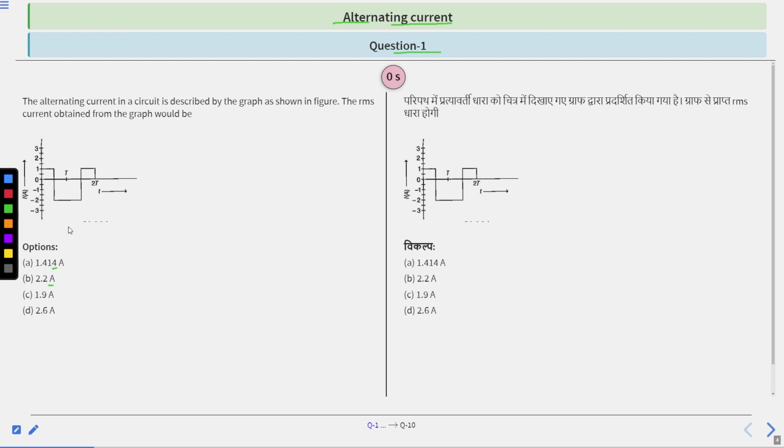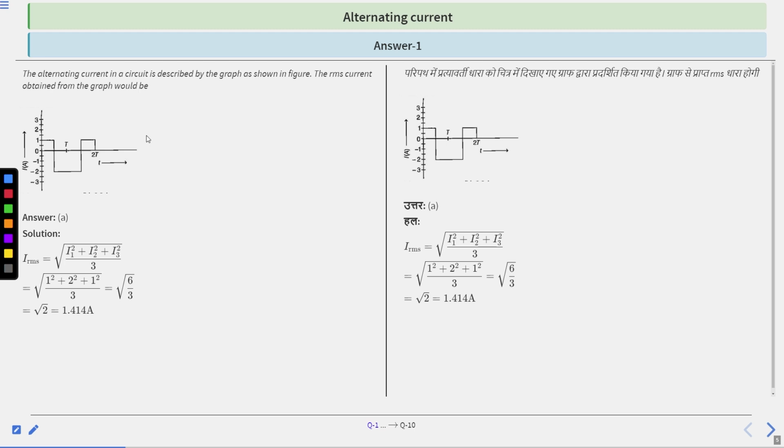Let's find the solution. So we have to find the RMS current. In this graph, from here to here, suppose I1 is 1, and from here to here it is minus I2, and here to here again I3 is 1. Clear? So we have to find the RMS current.